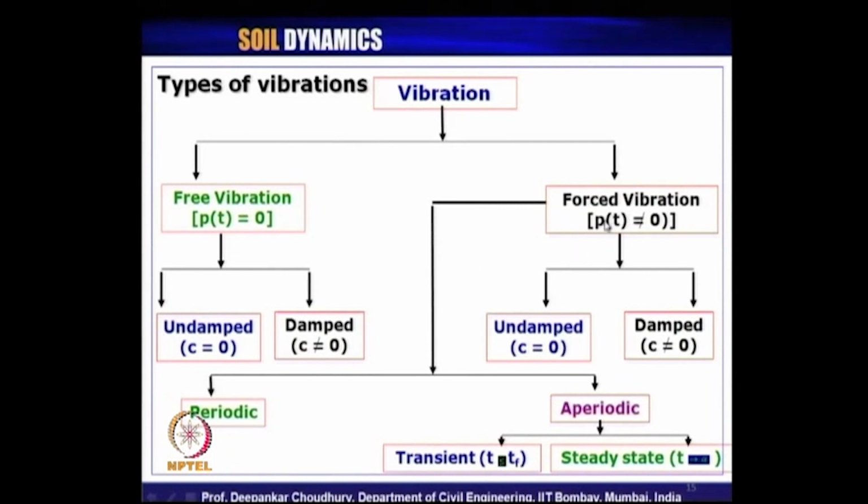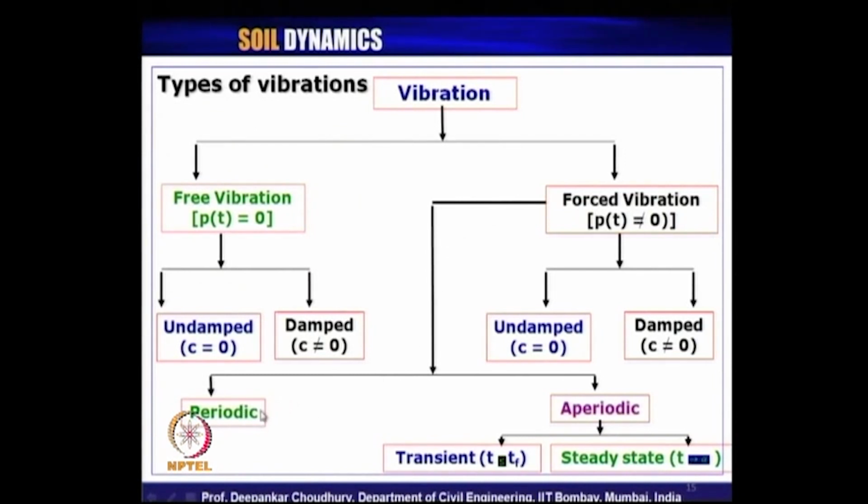Similarly, the forced vibration also can be subclassified into two categories: undamped forced vibration, that is, when C equals 0, but there is an externally applied dynamic load to the system. So, P of t is non-zero. Another category is damped forced vibration, where C is also present, P of t is also present. Another way to classify the forced vibration can be in these two categories.